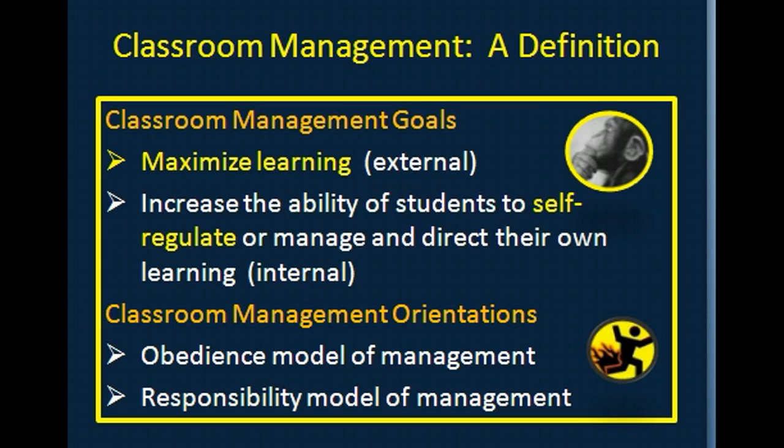The text points out two classroom management orientations. One is the obedience model, and the other is the responsibility model of management. The obedience model teaches students to follow rules and obey authority using rewards and punishment, and the responsibility model helps students to make appropriate choices and learn from their actions and decisions.